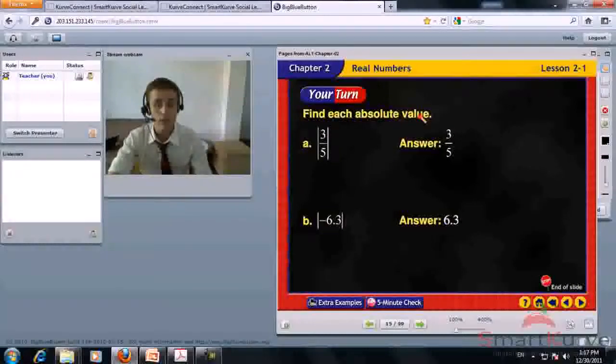Find each absolute value. The absolute value of 3/5. The answer is 3/5. The absolute value of -6.3. The answer is +6.3. If there's a negative sign inside the brackets, the absolute value is always the positive of that. You will never have the negative inside of the brackets and have the absolute value be a negative. Negative 6.3, the absolute value is positive 6.3.